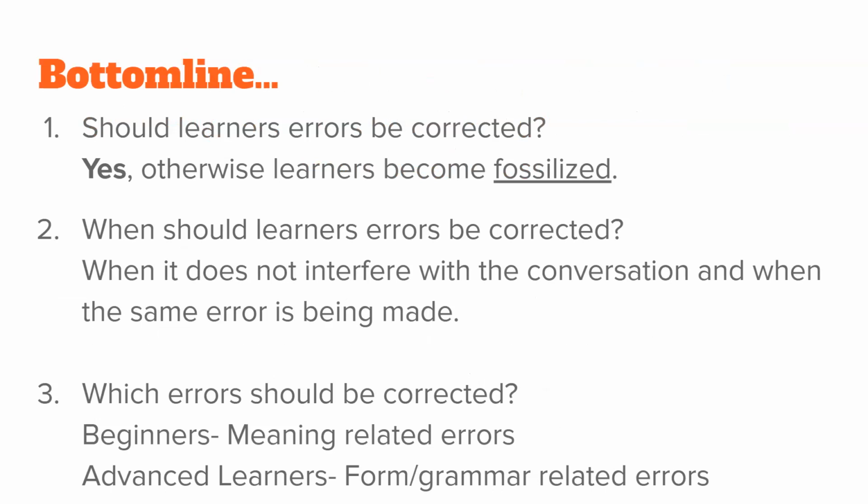Okay, so bottom line here, learners' errors should be corrected. If they're not, the learner will become fossilized. Okay, so they will have practiced those errors so much that it will become a permanent part of their speaking abilities. When should learners' errors be corrected? It should be after they finish their thought, after they finish speaking.